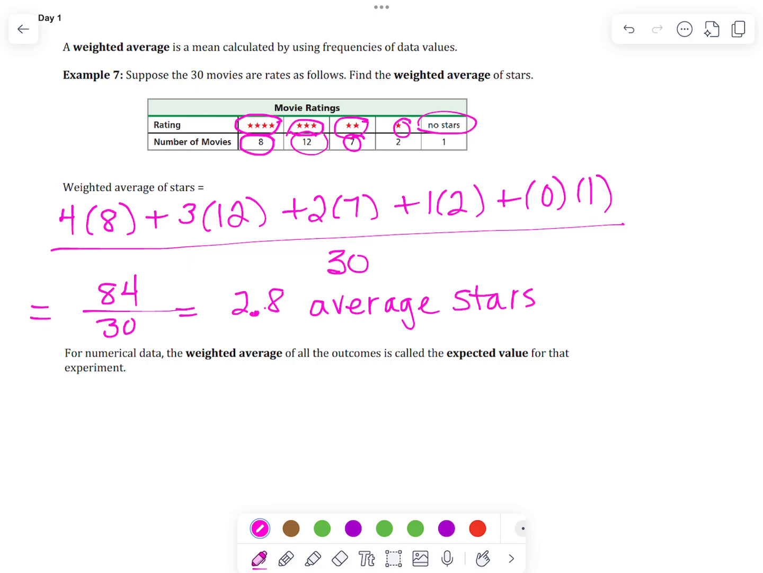For numerical data, weighted average is also called the expected value when we move into experiments of probability.